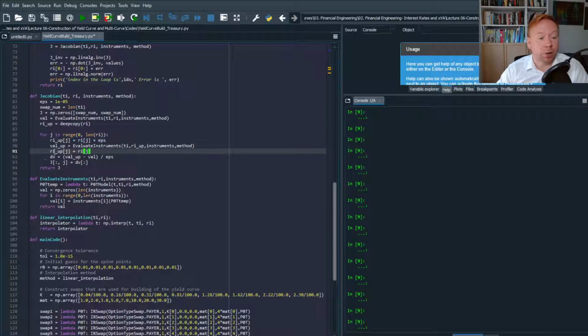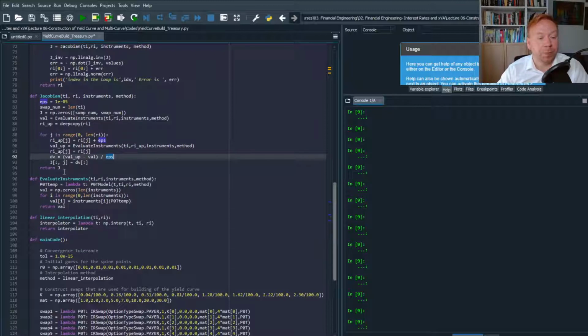And what we do, so this is up shock, and then we will have a dv. So the derivative will be a difference. We find a difference here. We take the value after the shock up divided by the value without the shock. So this value, we divide by epsilon, and epsilon in our case is the shock size, and this is what we do here.